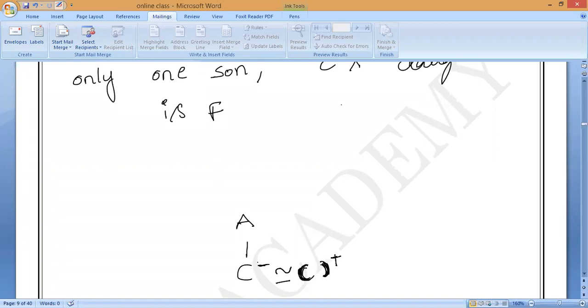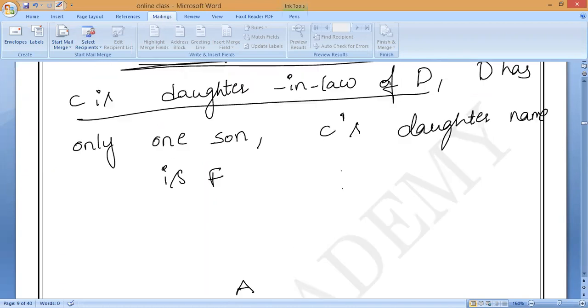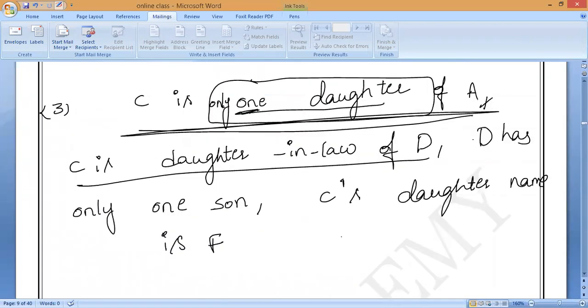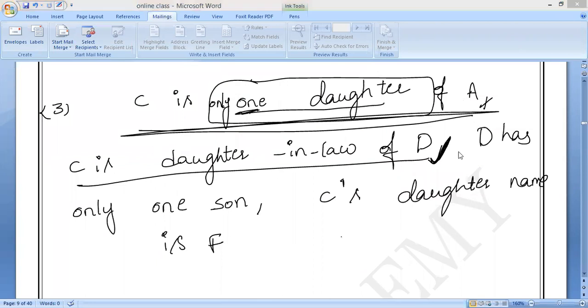Do you understand? That someone's father or mother is D. Correct? We don't know the gender of D. Either father or mother, we don't know. Correct? Up to here, clear? Everyone, please respond. Any doubt, ask. Any doubt? Okay.